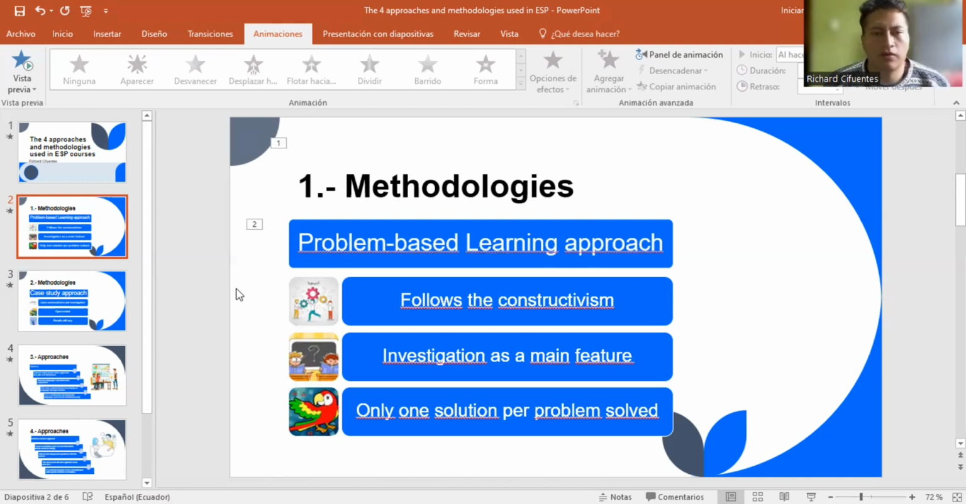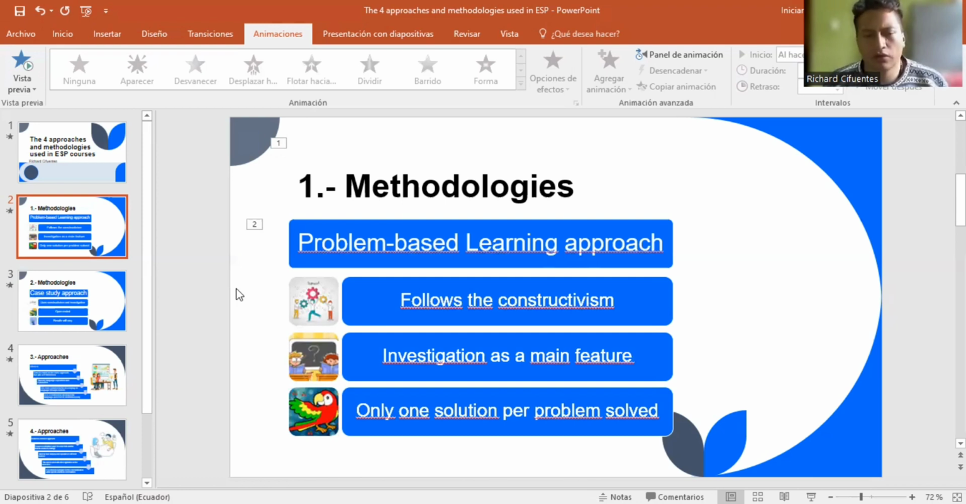The number one is the problem-based learning approach. It is an approach based on constructivism. This approach focuses specifically on researching one solution for a specific problem, based on investigation. So the students have to participate in this methodology, basing their findings on their research, the investigation, and what they really know about the content.